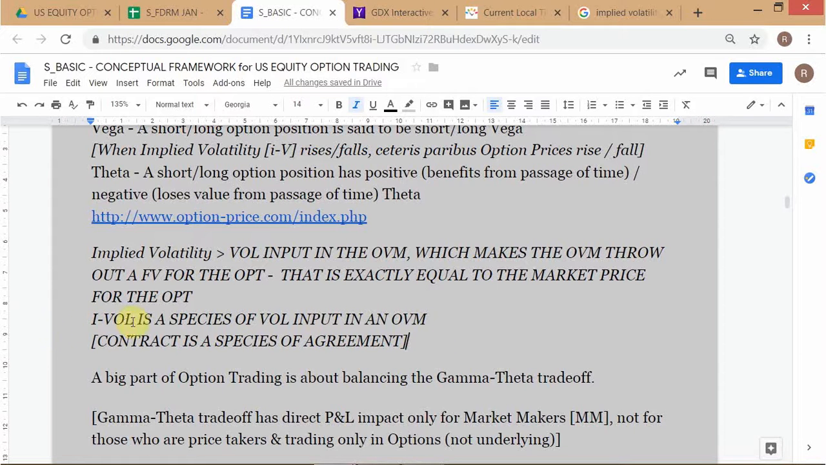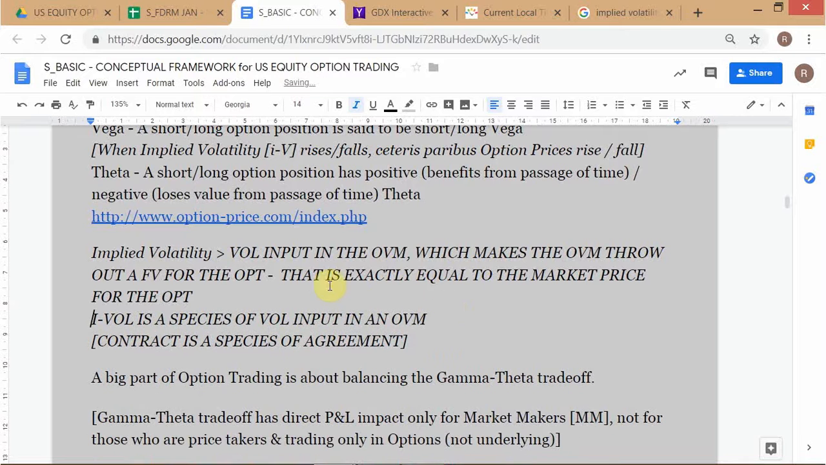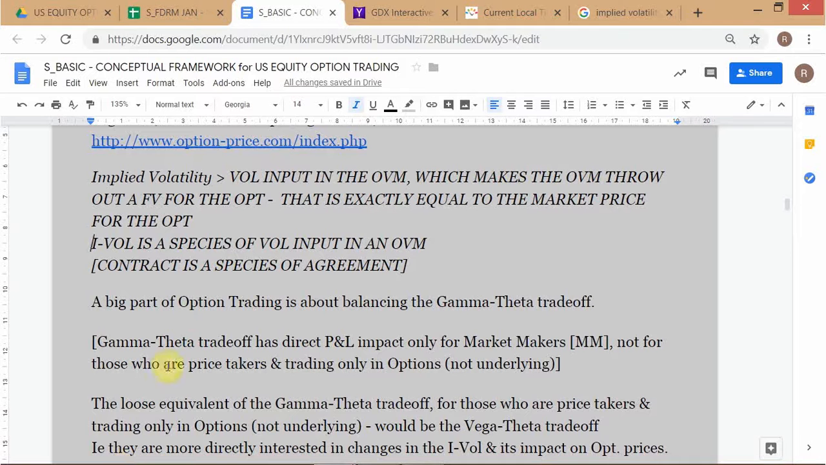Obviously it is a vol input, but not all vol inputs will be I vol, because not all vol inputs are going to produce a fair value equal to the market price. So let's define I vol once again. The definition of I vol is the vol input in the OVM which makes the OVM throw out a fair value for the option which is exactly equal to the option price. So you've learned this about the I vol.